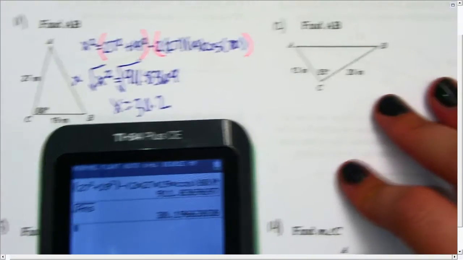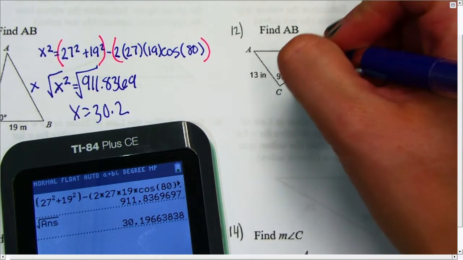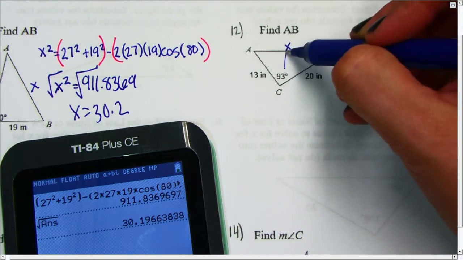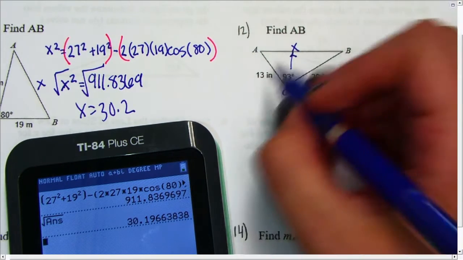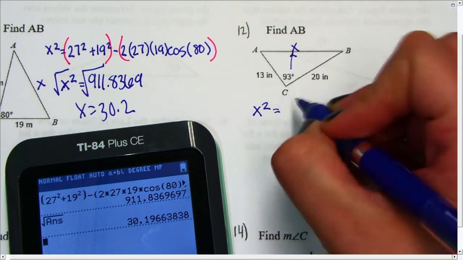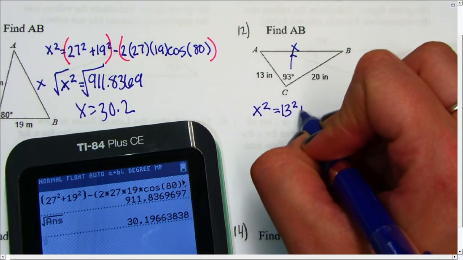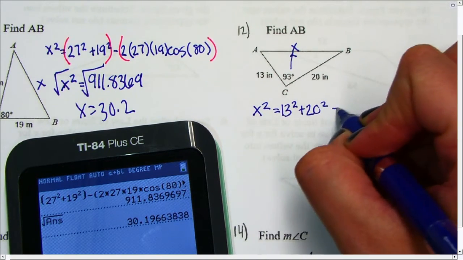All right, let's try the next one. Find AB. AB is where x goes, so across the 93 is our C value. So x squared equals, I'm going to make 13 the A value, 20 the B value.